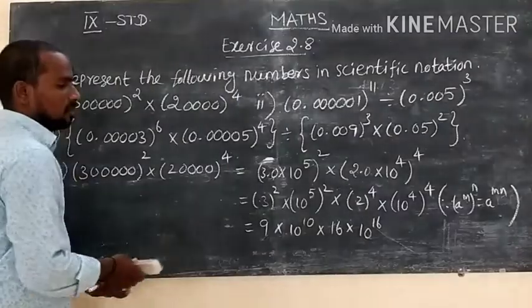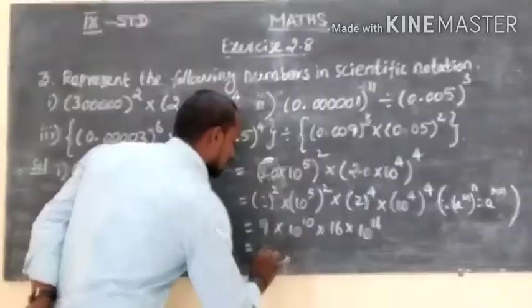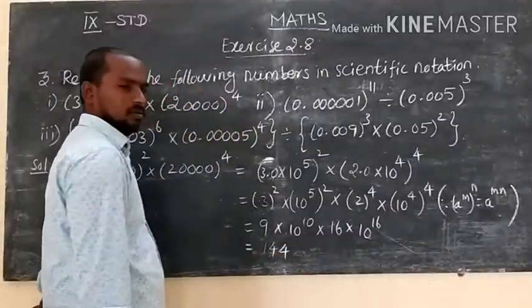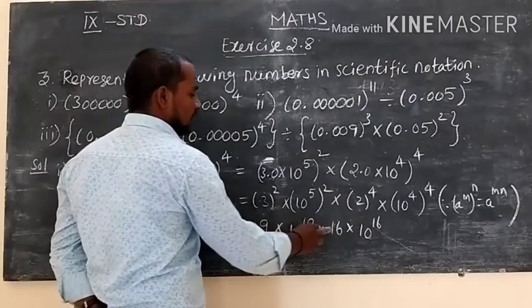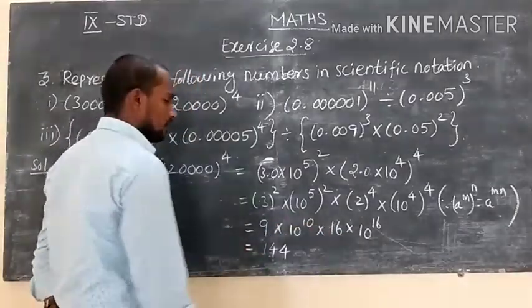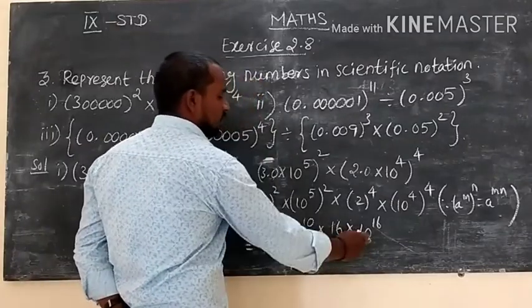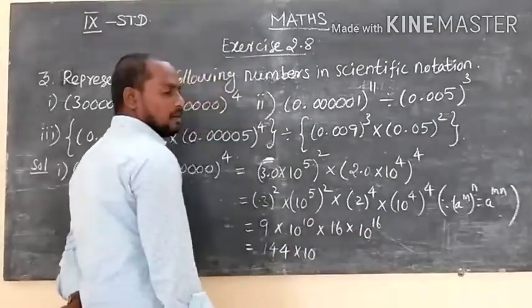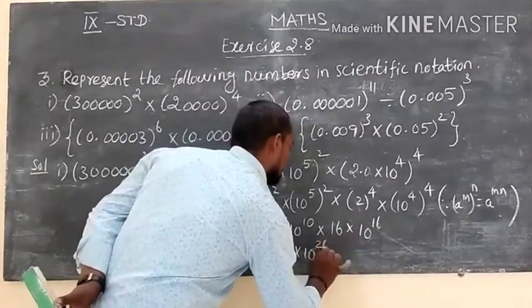Then comparing the numbers, 9 sixteens are 144. 9 sixes are 54, balance 5. 1 nine is 9, 9 plus 5, 14. Then into 10 power, this is also an exponential group. When the bases are equal, we add the powers. So 10 plus 16 is 26.